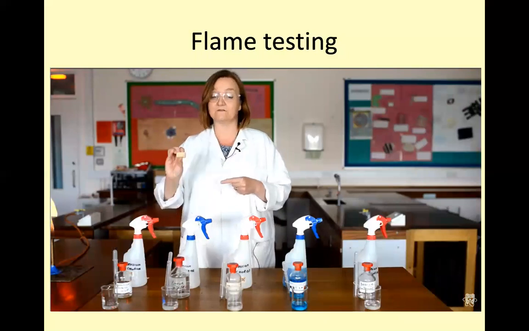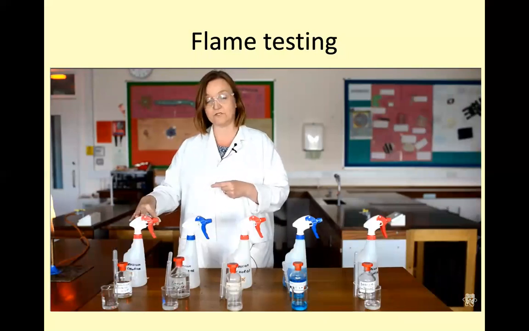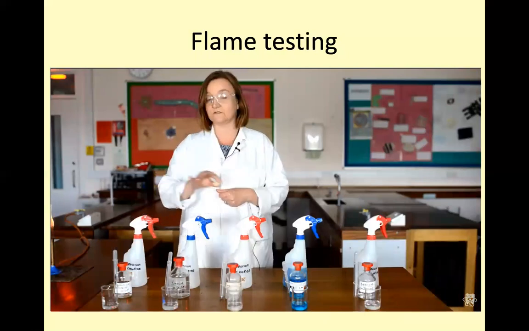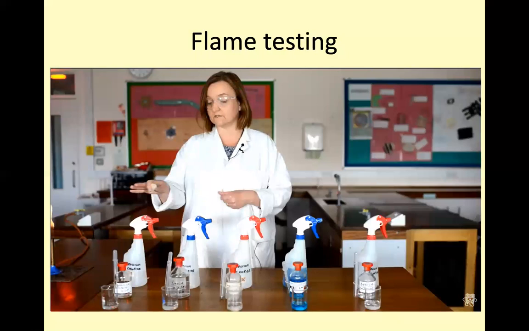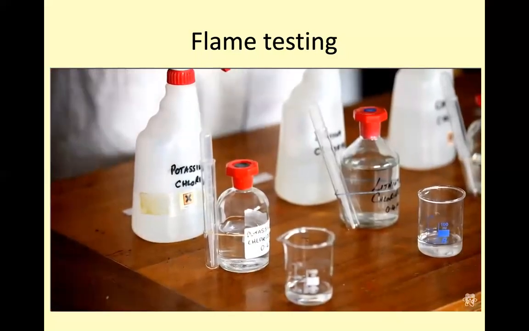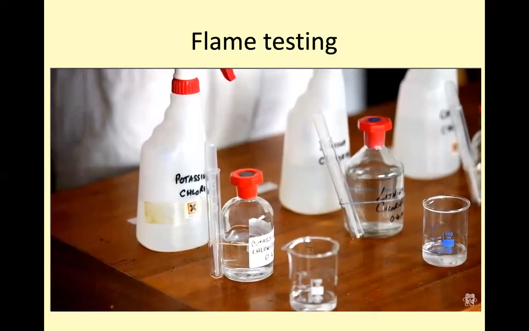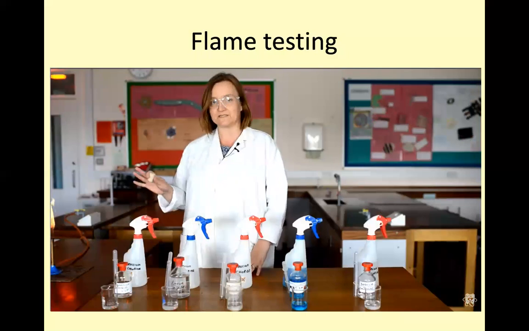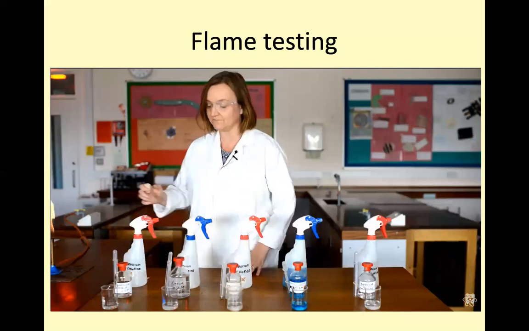And I'm going to start with a solution containing potassium ions. Now, all of these are chlorides, so the chloride ion is constant in all of the solutions and won't affect the colour of the flame. It's just going to be the metal. I'm starting with potassium because this can be the hardest colour to see, and so I want to do it while the flame is still nice and clean, and so is my wire.